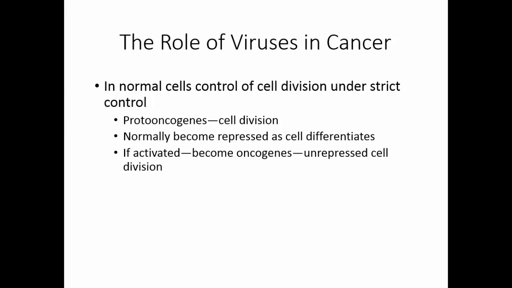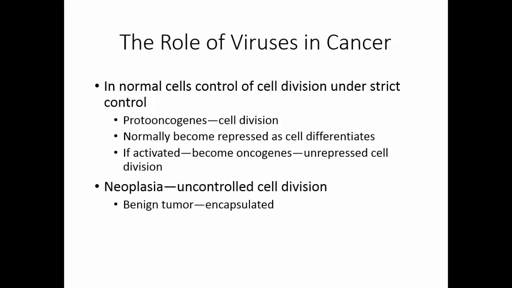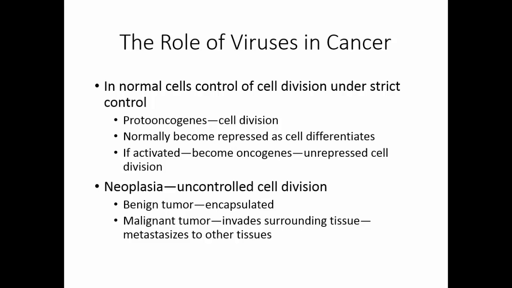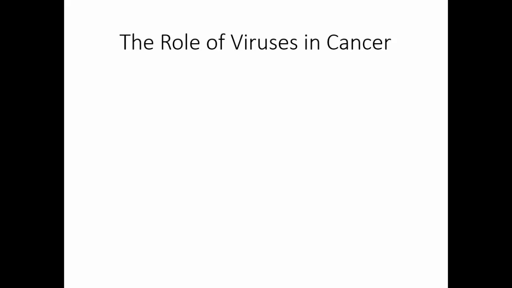This is when you get unrepressed cell division. Neoplasia is the condition of uncontrolled cell division, and this can lead to tumors. Benign tumors stay encapsulated, stay in one place, and other than sometimes causing pressure, really don't cause much damage to the body. Malignant tumors, however, invade surrounding tissue, and because the cells don't stick to each other well, they can get in the blood or lymphatic system and travel to other organs in the body. We call this metastasis.